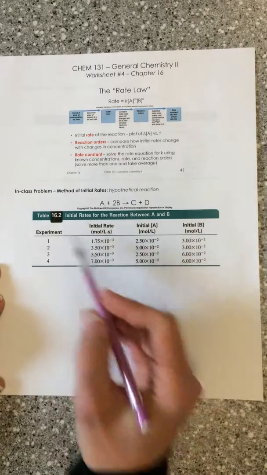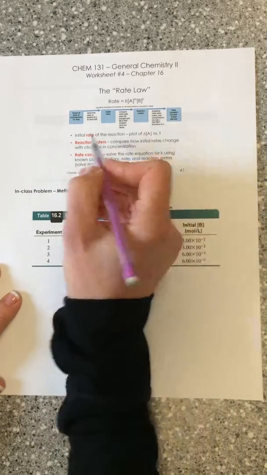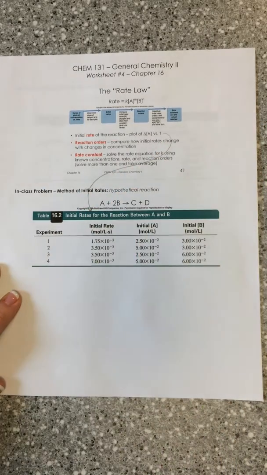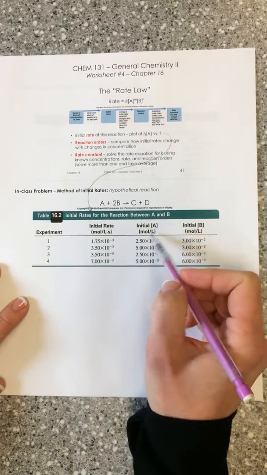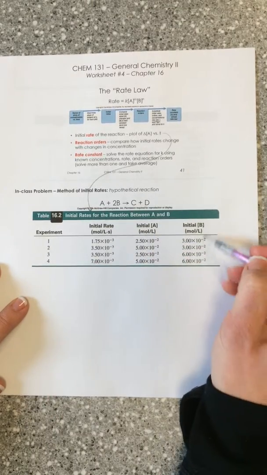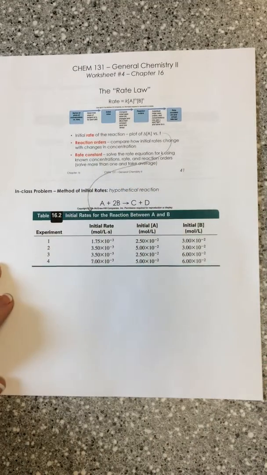And how you do this is you compare rates of reactions as you change concentration. So with this first problem, we'll see that there are different experiments that we have. We're looking at initial rate. So this is a whole bunch of data that is going to give us rates of reaction. And then we'll perform different experiments where we change the concentrations of both reactants. So we'll use that data to determine reaction order.